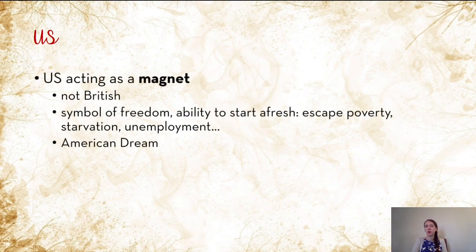After the 1847 tragedies of leaving towards Canada, more and more Irish people turned to the US. That was a place that was seen as a magnet, partly because it was just not British, and English people had become associated with the oppression of Irish people and disregard for Irish people.